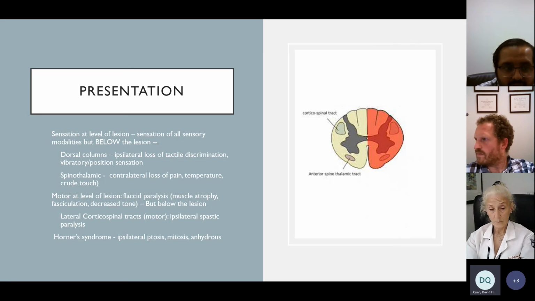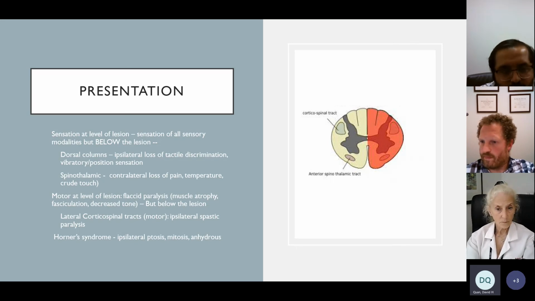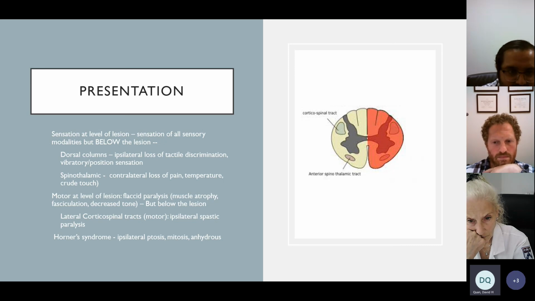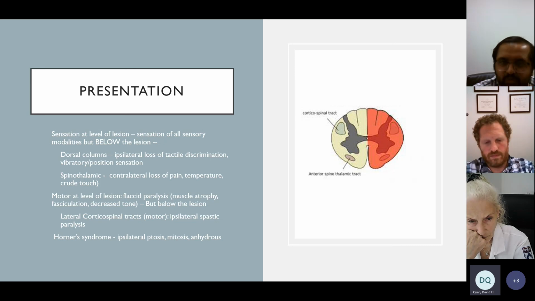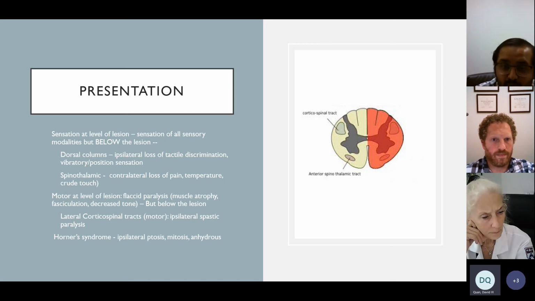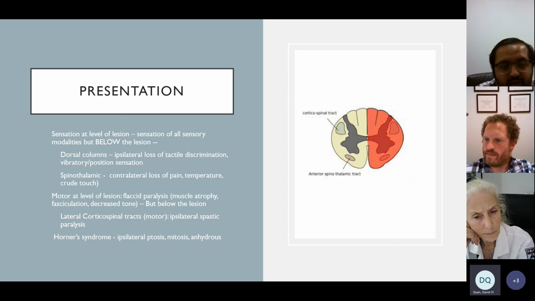Presentation is very important. It's actually a very commonly tested board question as well. At the level of the injury, you'll have a loss of all sensory modalities. However, below the lesion, and this is where we really want to start thinking about those different paths we talked about in the second slide, you'll have an ipsilateral loss of vibratory and position sense from the dorsal columns, and then a contralateral loss of pain and temperature due to the spinothalamic tract. So I really want to make people think about where these things cross over.